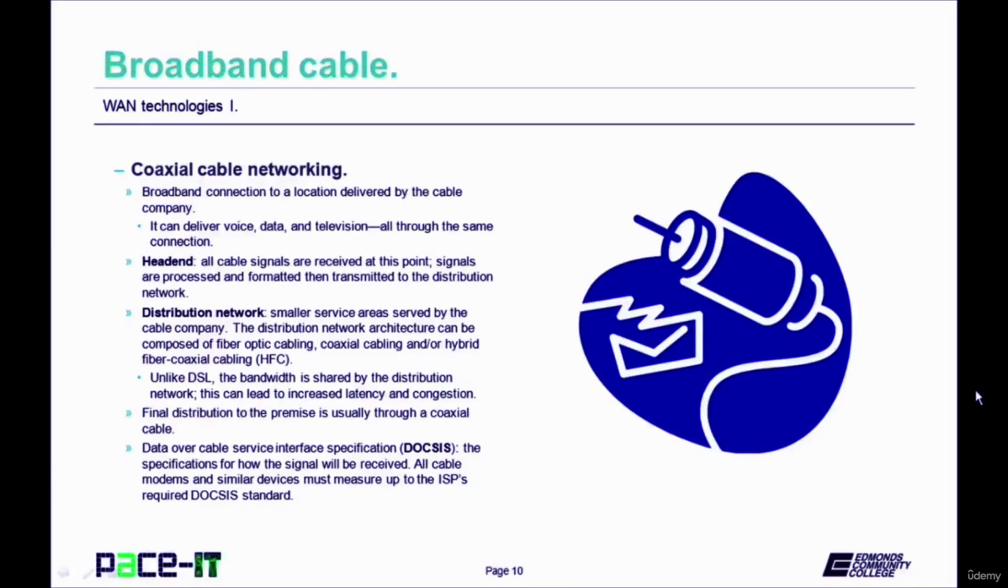The other thing that you need to know about broadband cable is that all cable modems and similar devices must measure up to the ISP's required data over cable service interface specification or DOCSIS specification. If it doesn't measure up, you're not going to achieve the speeds that you expect.